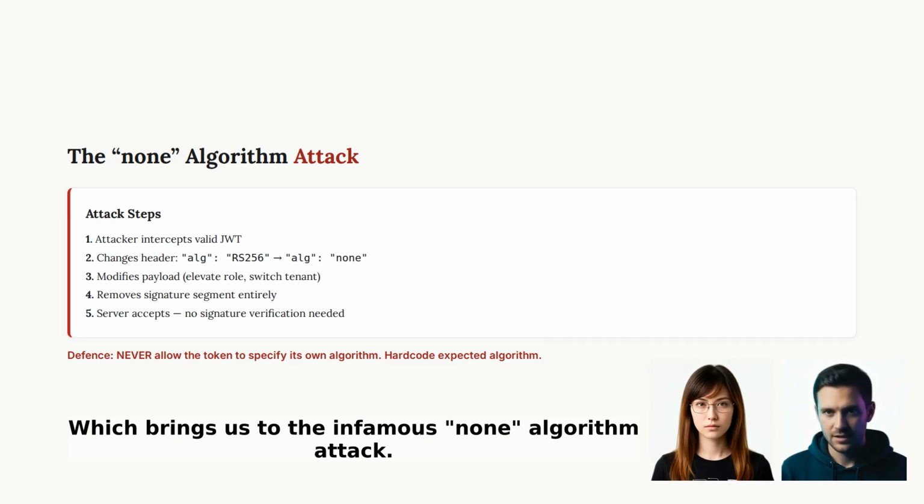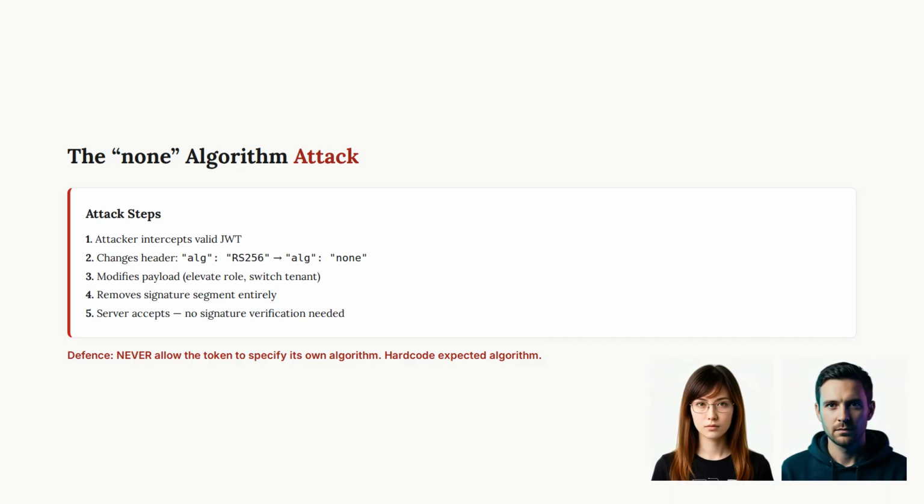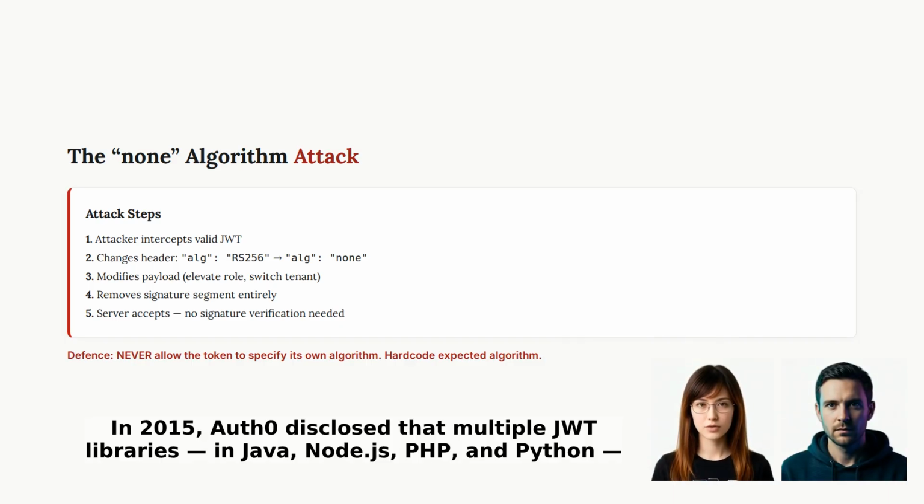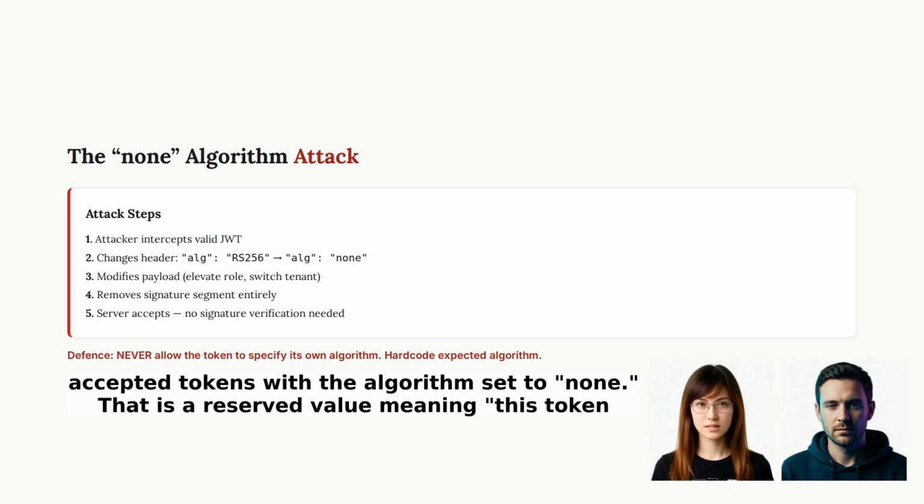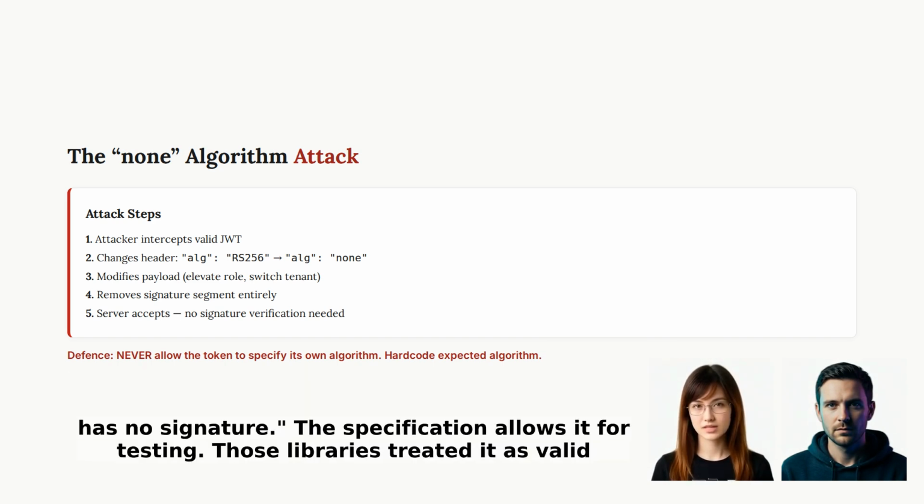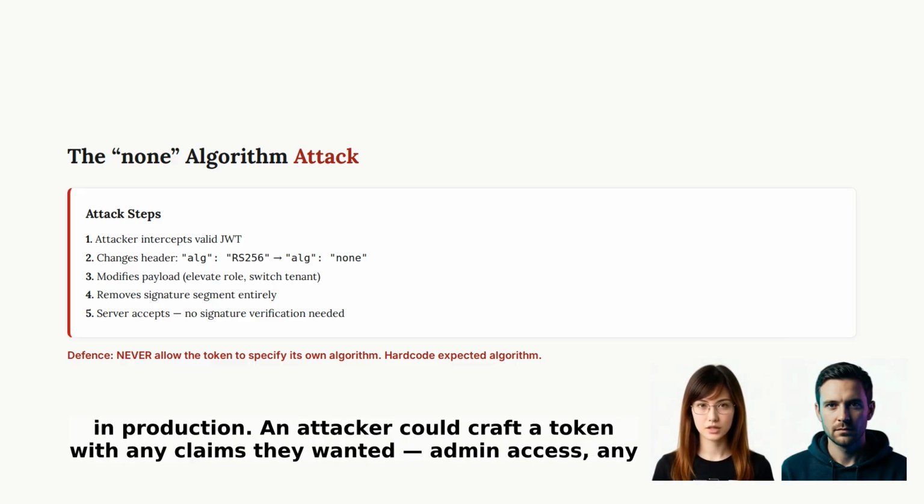Which brings us to the infamous none algorithm attack. In 2015, Auth0 disclosed that multiple JWT libraries in Java, Node.js, PHP, and Python accepted tokens with the algorithm set to none. That is a reserved value, meaning this token has no signature. The specification allows it for testing. Those libraries treated it as valid in production.